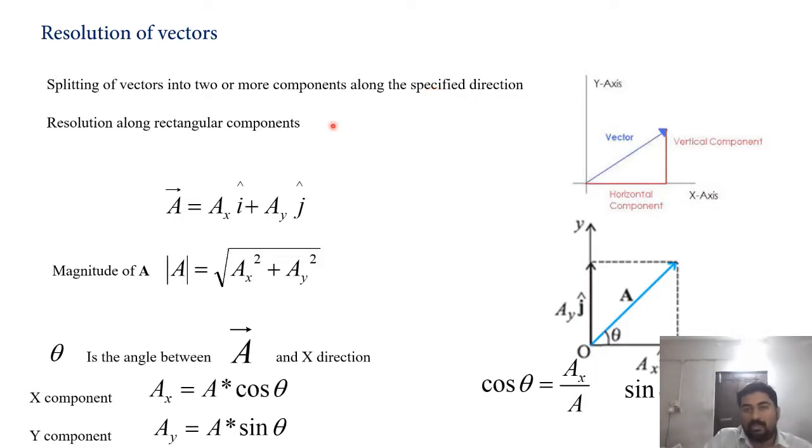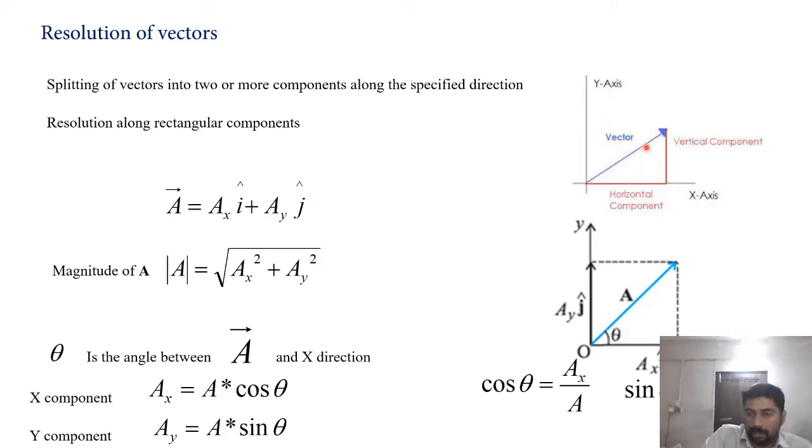So we will look at resolution along rectangular components. Consider a 2-dimensional plane, x-axis and y-axis. This is your vector, so you represent a vector here. And how do you resolve? You know that this is vertical and this is horizontal. So the vector has a horizontal component and a vertical component. That's why you resolve.